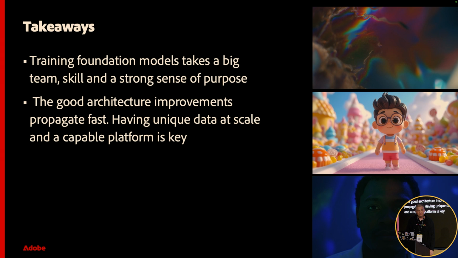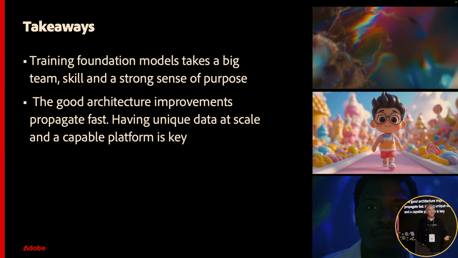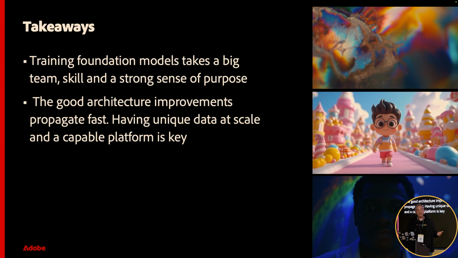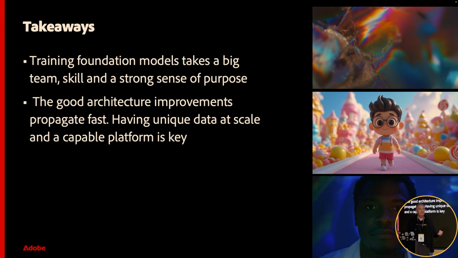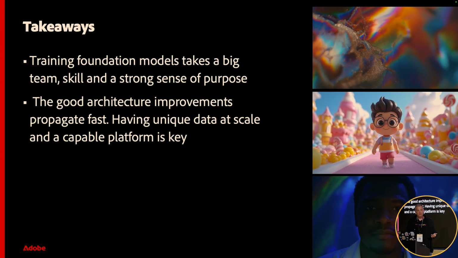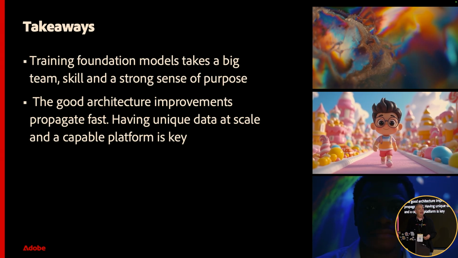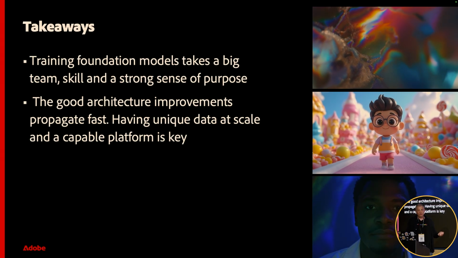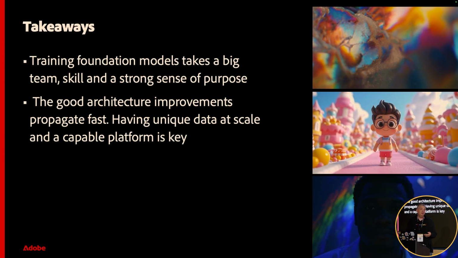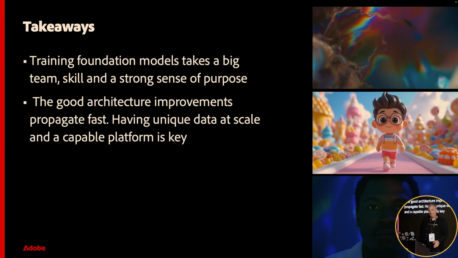Second, I kind of whooshed by the fact that we use diffusion transformers, and that's because I think that good architecture improvements propagate really fast through open source models and through papers coming out. So you gotta focus on what differentiates you. Having unique data at scale, having tight controls, and having a capable platform that is able to support training foundation models and turning them into features is a big key.